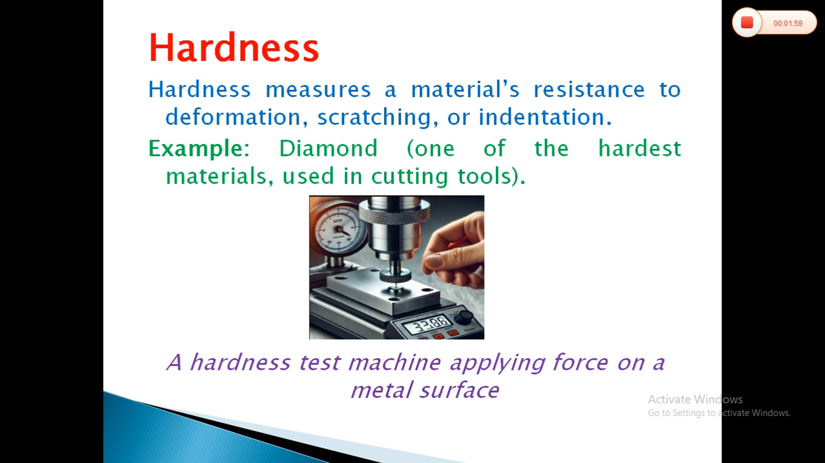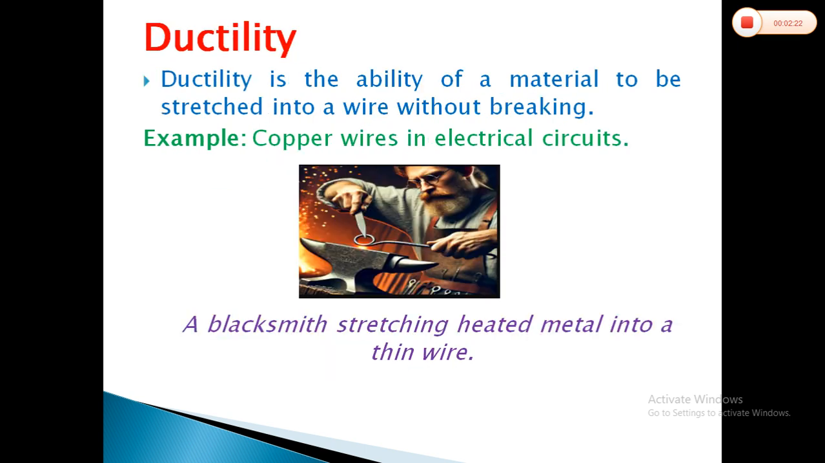Hardness is nothing but the material's resistance to deformation, scratching, or indentation. Example, the diamond is one of the hardest materials used in cutting tools. The figure shows the hardness testing machine applying force on a metal surface. So the material's resistance to deformation, scratch, or indentation is called hardness.